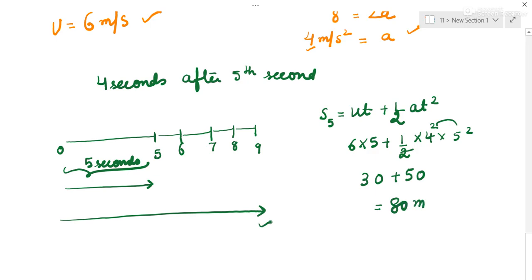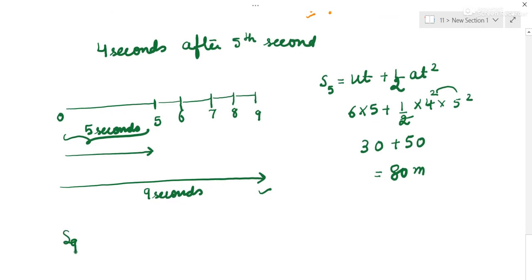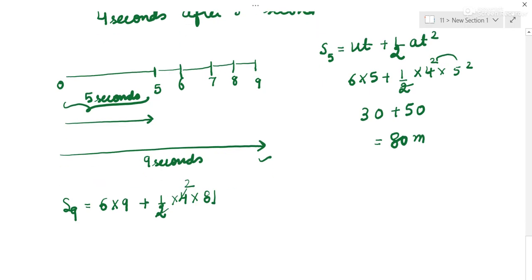Now find out the distance in 9 seconds. Again it's a period of time, so you'll be using the second equation. S9, distance in 9 seconds, would be equal to UT. U is 6, time is 9, plus half, acceleration is 4, T square is 9 square, that is 81. So 2 2s are 4. It would come as 54 plus 162. So sum is 216.